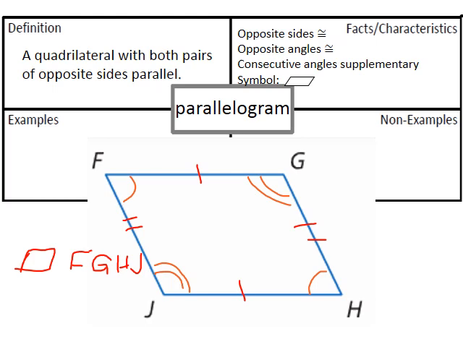Consecutive angles are going to be supplementary. So if I said angle F is 75 degrees, you know angle J or angle G, either one, is going to be supplementary to that. It makes 180. So we need to add 105 degrees onto either corner right next to angle F. And of course, if angle F is 75 degrees, so is angle H. So there's a closer look at parallelograms.